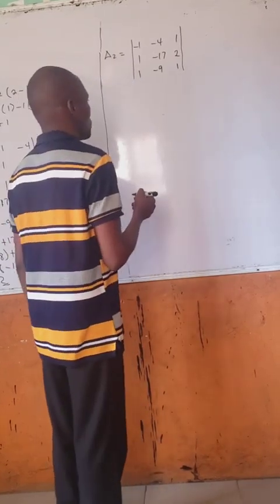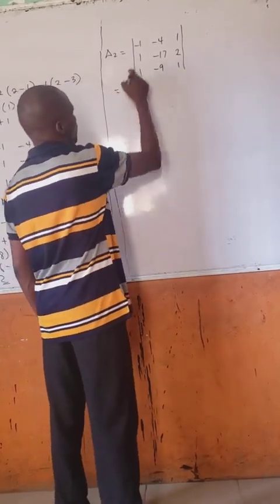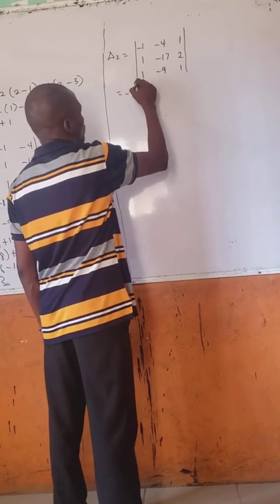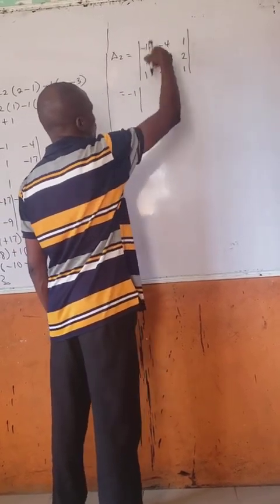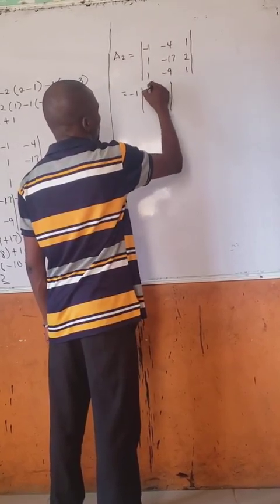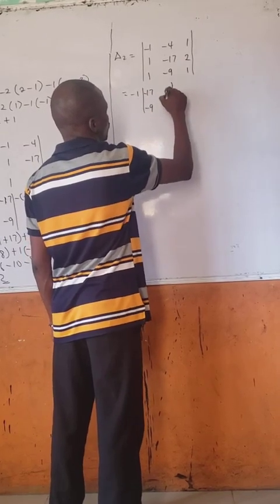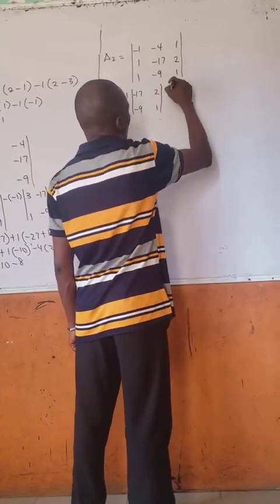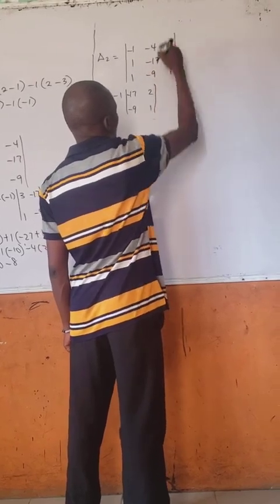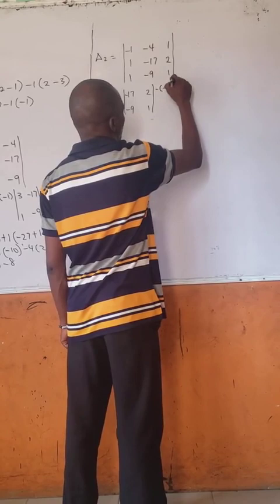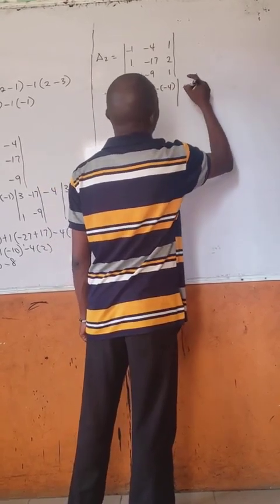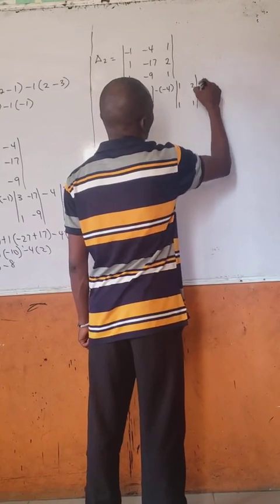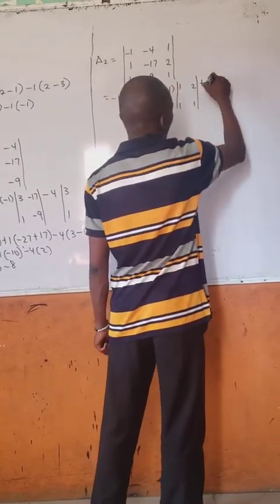So let's look for the determinants. Let's bring this out. This is plus, minus, plus. So the first one, we have minus 1, first row, first column. What do we have left? We have minus 17, minus 9, 2, 1. First row, second column. What do we have left? This is plus, minus, plus. Minus, minus. So what do we have left? We have 1, 1, 2, 1. This is plus 1.